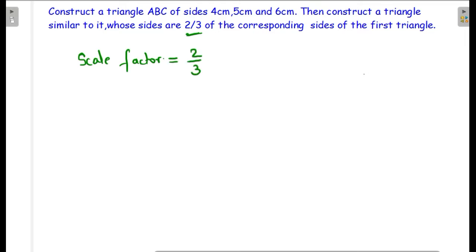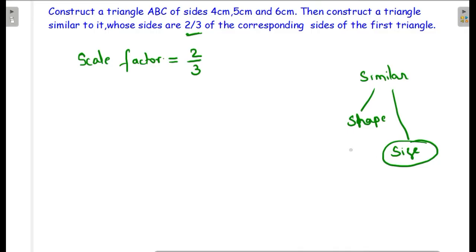2/3. As you know, similar triangles have the same shape, but they differ in size. So, considering the size, if you are drawing a similar triangle, how will the new triangle be? That will depend on whether it will be bigger than this one or smaller than this one. We will decide based on the scale factor. Now, the scale factor is nothing but the ratio that is given in our question.